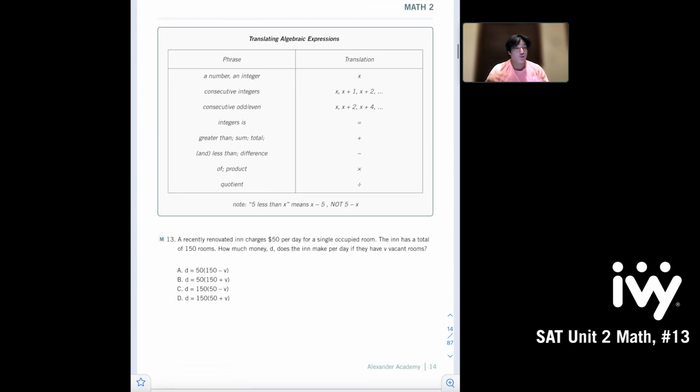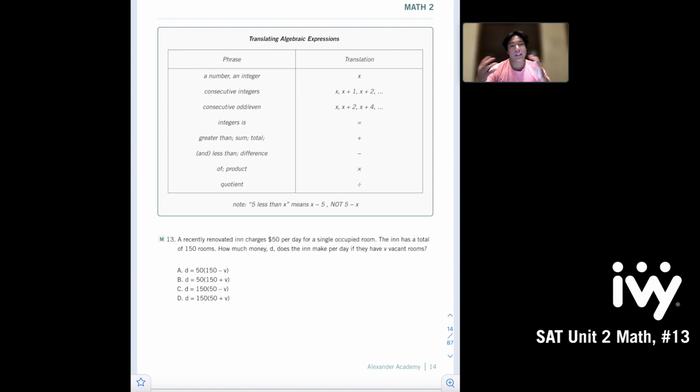Okay, now let's look at translating algebraic expressions. So go from words to math. So if we say something like a number or an integer, we'll just denote it as some x. If we're looking for consecutive integers, starting at some x, we have x, x plus 1, x plus 2, and so on. If we're looking for consecutive odd numbers or even numbers, we start at some x, and then we have x plus 2, x plus 4, x plus 6, where all of those are going to be either all odd or all even.